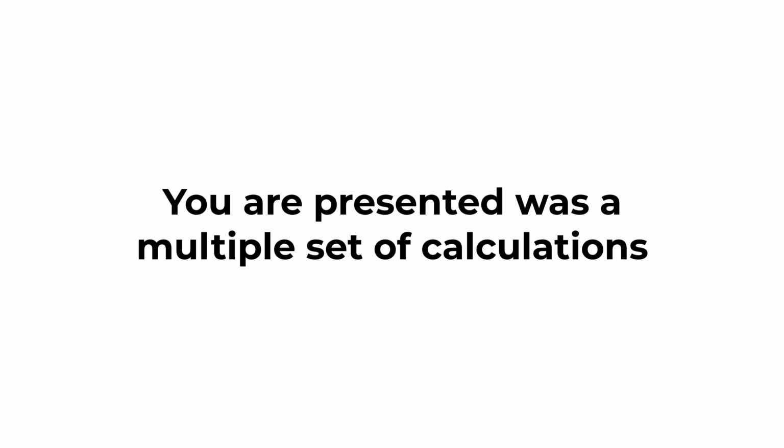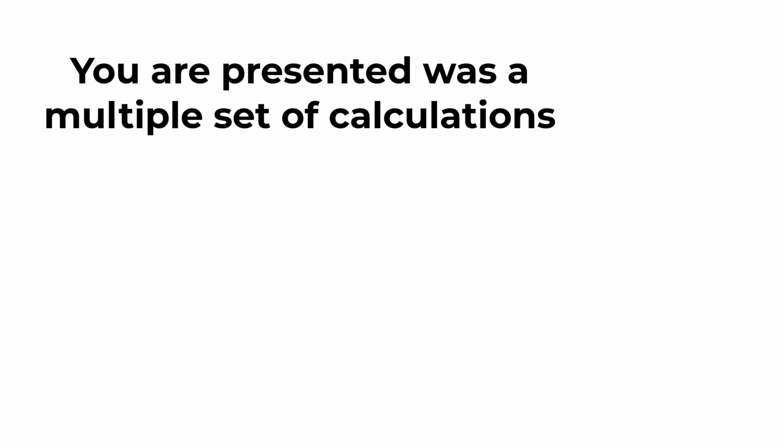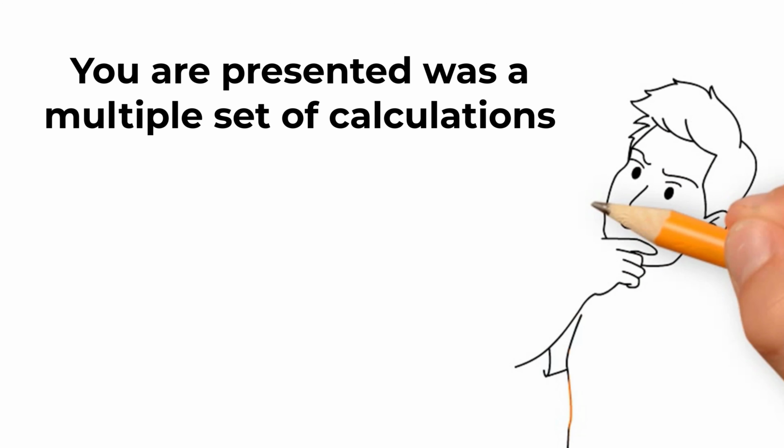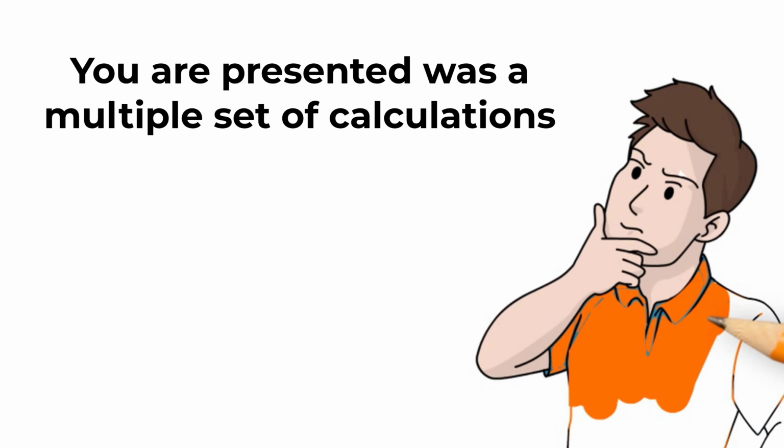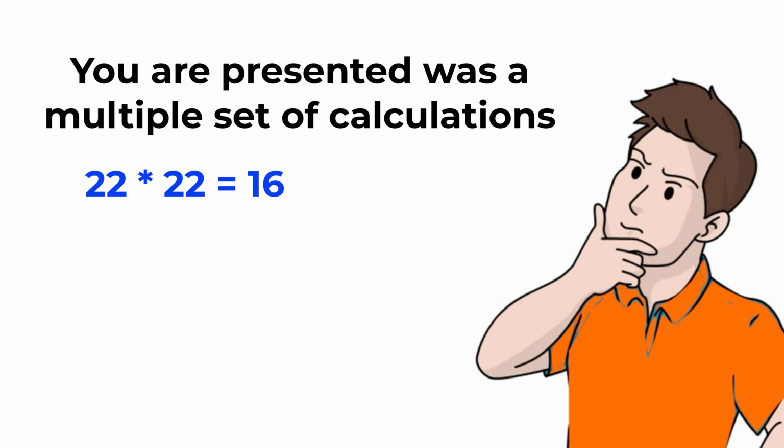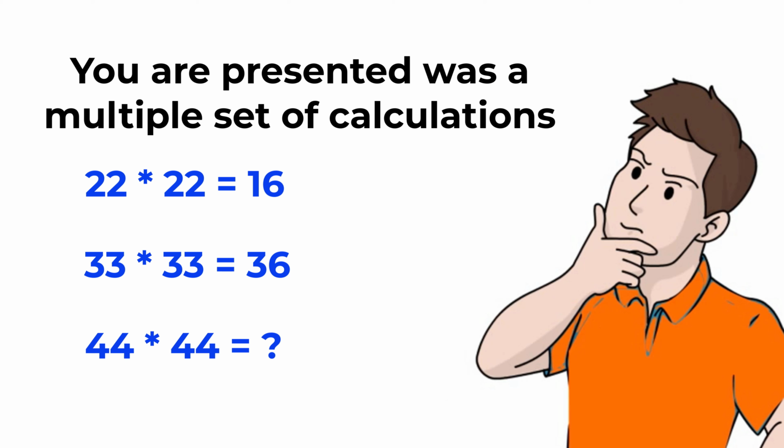You're presented with multiple sets of calculations. In our case, we have two full calculations, and one calculation is missing the final value. The first calculation is 22 multiplied by 22 equals 16. The second calculation is 33 multiplied by 33 equals 36. And then the last calculation is 44 multiplied by 44 equals question mark. And you need to calculate the question mark.